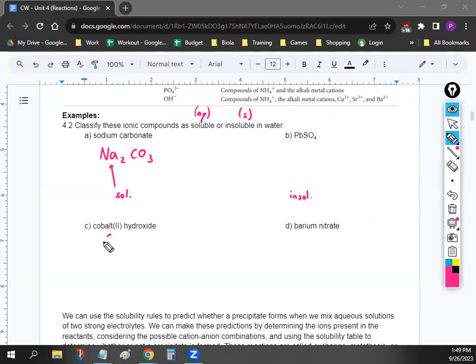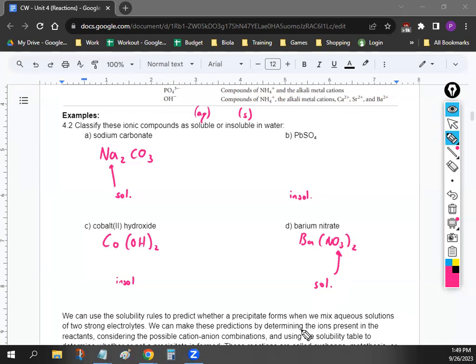Cobalt hydroxide is Co(OH)2. Is this one soluble or insoluble? Insoluble. Yeah, this is also insoluble, because of the rules up there. And then the last one, you've got barium nitrate, which is Ba(NO3)2. Is this soluble or insoluble? Soluble. Why? Yeah, because it has nitrate. So just make sure you remember those rules. If it has an alkali metal, it is always soluble. If it has nitrate, it is always soluble.